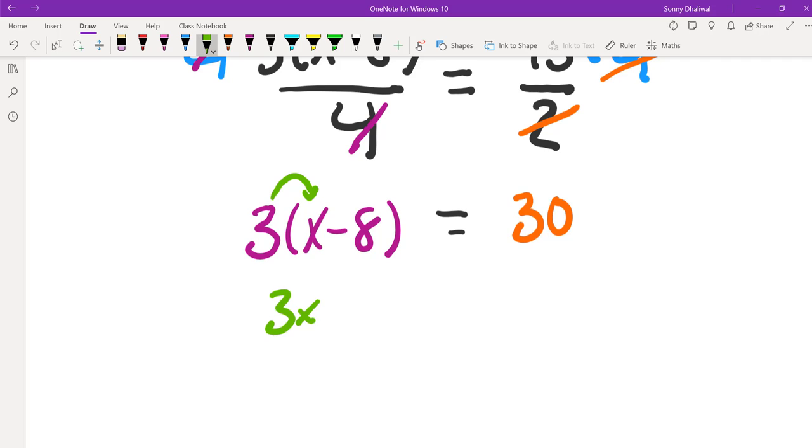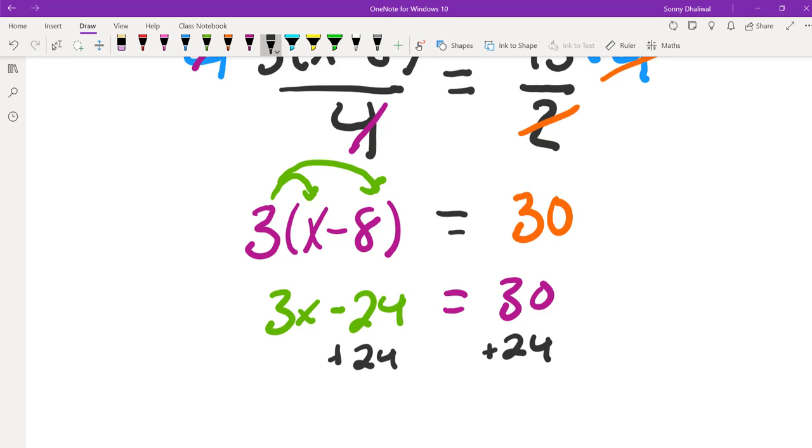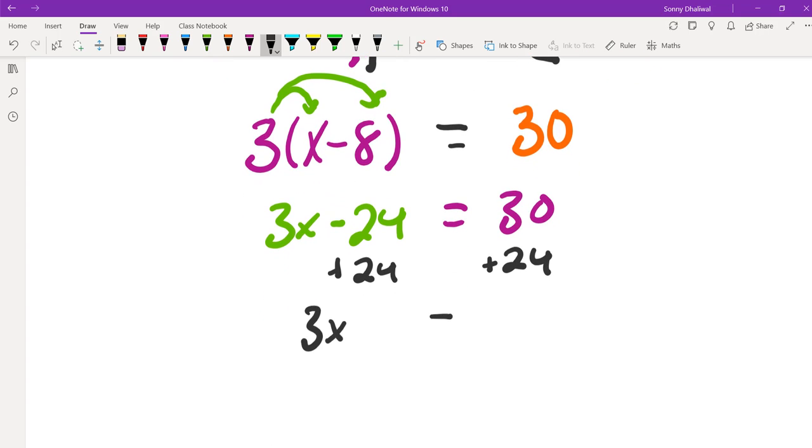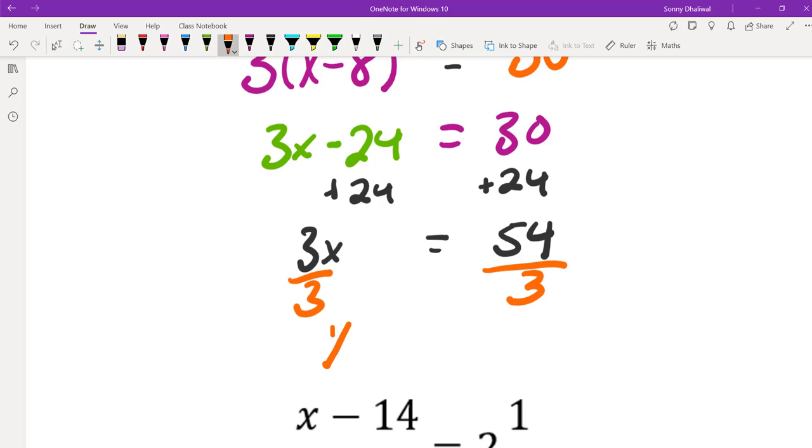3x. Second term, what's the second term? Negative 24 equals 30 plus 24, plus 24. 3x is equal to 54. Then what do we do with the 3? You divide it. The 3's disappear. And 54 divided by 3? 18. Awesome. I don't think we need to do the next one.